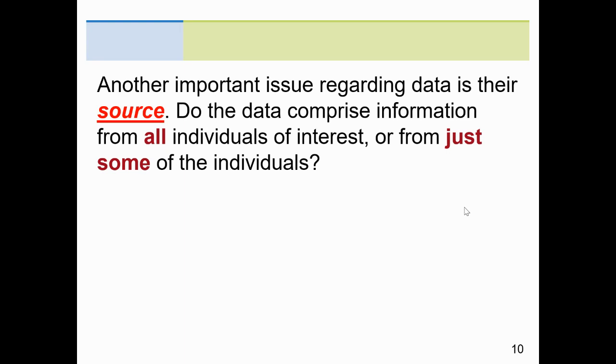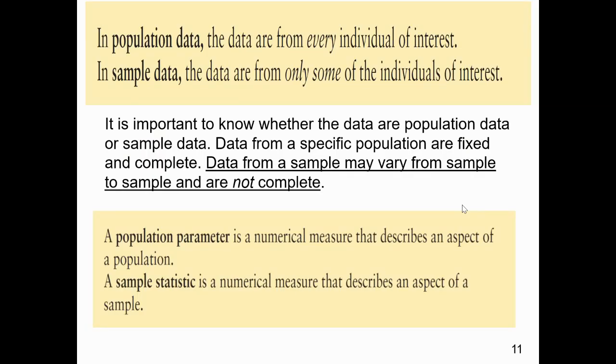Another important aspect regarding data is their source. Do the data comprise information from all the individuals of interest or just from some individuals? All right, am I sampling everybody of interest or am I just taking a few people or a few different objects? In population data, the data are from every individual of interest. In sample data, the data are only from some individuals.